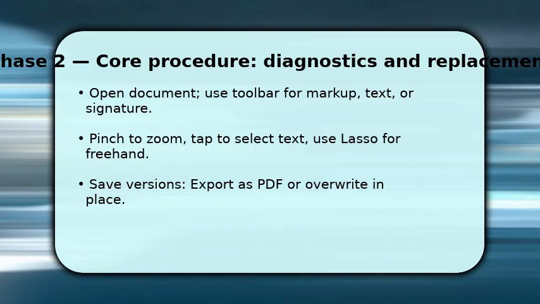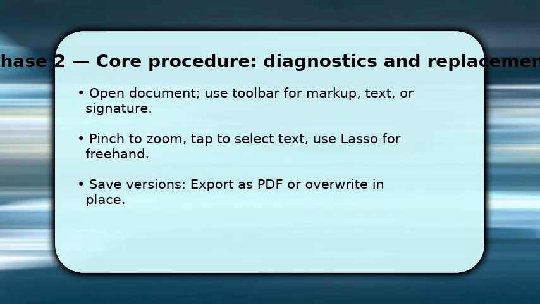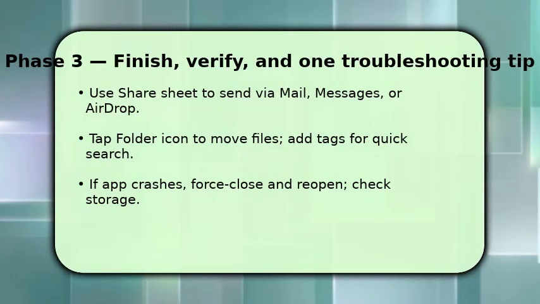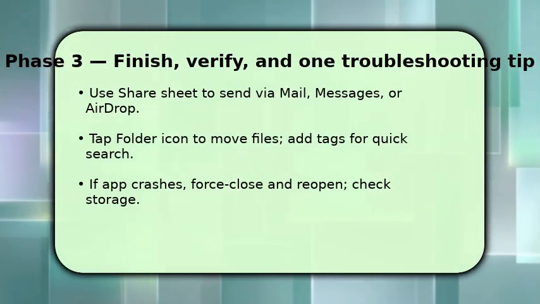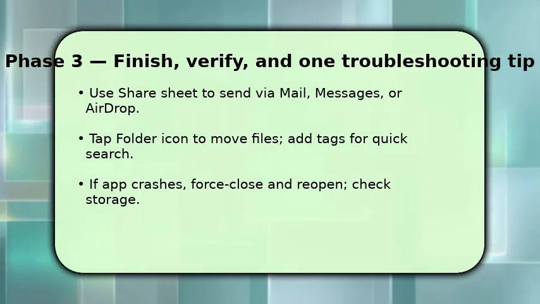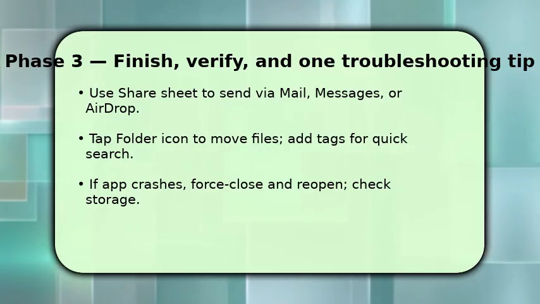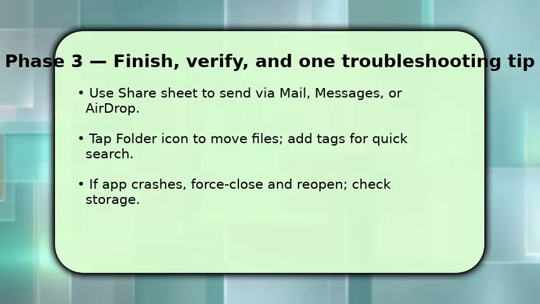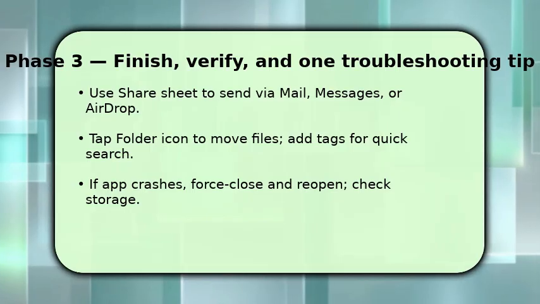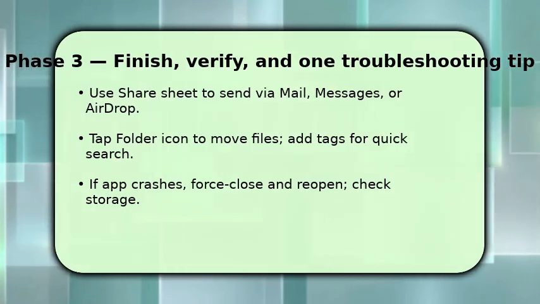Once edits are complete, tap Share to export as PDF or Save to overwrite the original, so you keep a clean history of changes and avoid accidental loss of data. Finish by sharing or organizing. Open the share sheet to send via mail, messages, or AirDrop, because that distributes the finalized file quickly. Then tap the folder icon to move files into folders and add tags for fast search later. This keeps your workspace tidy.